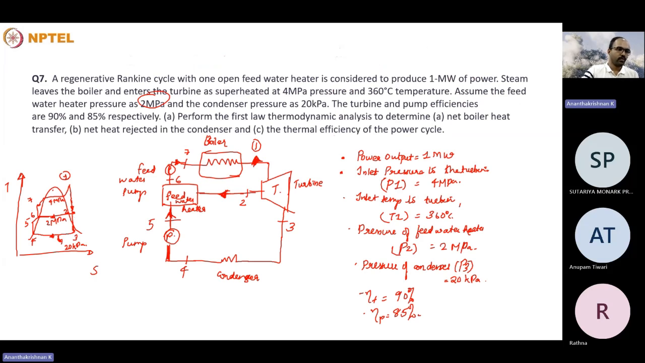Now we have to move to state point 2, how to determine the enthalpy at state point 2. For that, we have to make use of the entropy at the state point 1. And in ideal case, the entropy at the state point 2 should be same as that of the entropy at state point 1. But since there is an isentropic efficiency of the turbine given, we can't take that.